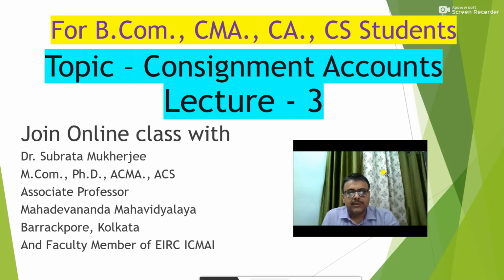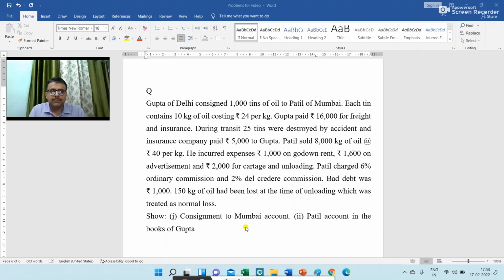In this video, I have discussed a problem on consignment account. Gupta of Delhi consigned 1000 tins of oil to Patil of Mumbai. Each tin contains 10 kg of oil costing rupees 24 per kg. Gupta paid rupees 16,000 for freight and insurance. During transit, 25 tins were destroyed by accident and insurance company paid rupees 5,000 to Gupta.